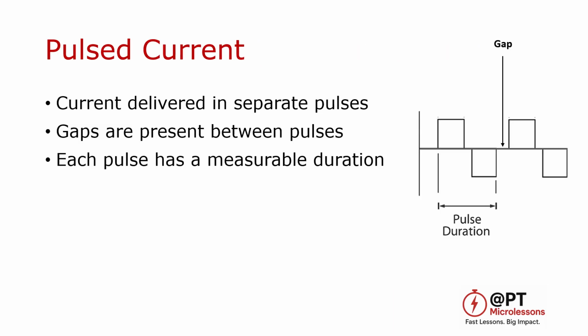Now let's look at pulsed current. So looking at this waveform, you can see that the current is delivered in separate pulses, and between each pulse, there are gaps where no current is delivered. Now each of those pulses also has a measurable duration, and that's what we refer to as pulse duration.